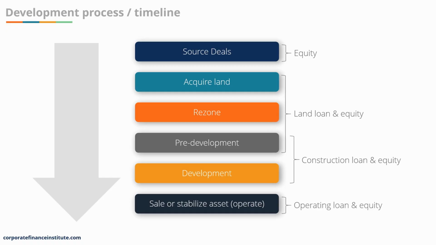If the asset is sold, then everything is repaid, including the original equity. However, if the asset is going to be operated and rented out, then there may be some operating loans that go into place, and some of the equity will stay in the project as well. So this conceptual diagram will be useful when we're building our cash flow model for this multifamily development project.